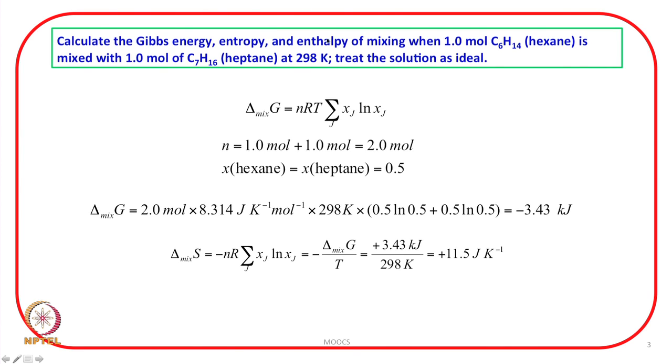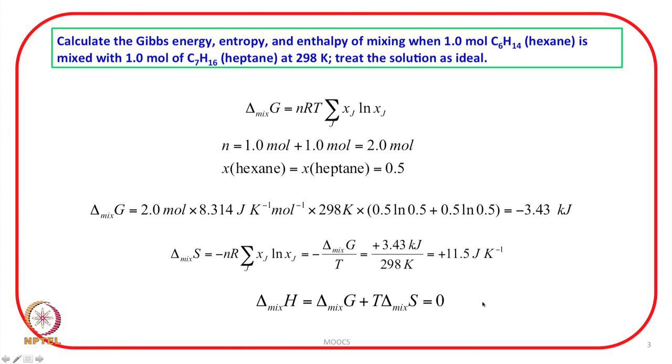The next question was enthalpy of mixing, and since we have been given the condition that we treat the solution as ideal, ideal solution means the enthalpy of mixing has to be 0. You can actually show it by substituting the values for delta G mixing that we calculated as minus 3.43 kilojoule and delta S mixing as 11.5 joules per Kelvin. Once you substitute these values, you will find that this turns out to be equal to 0.